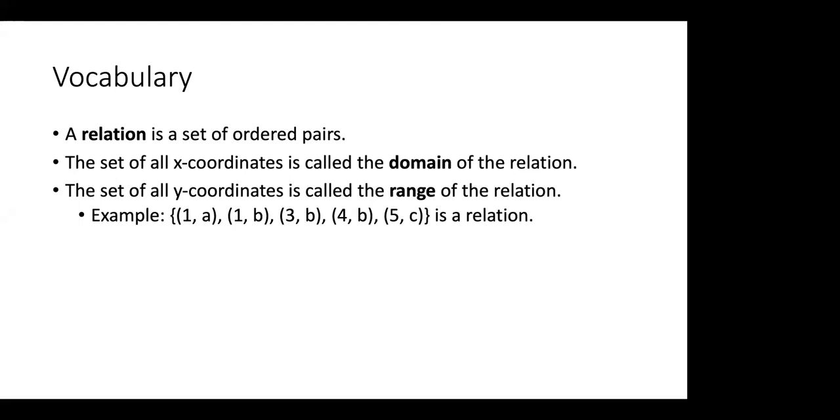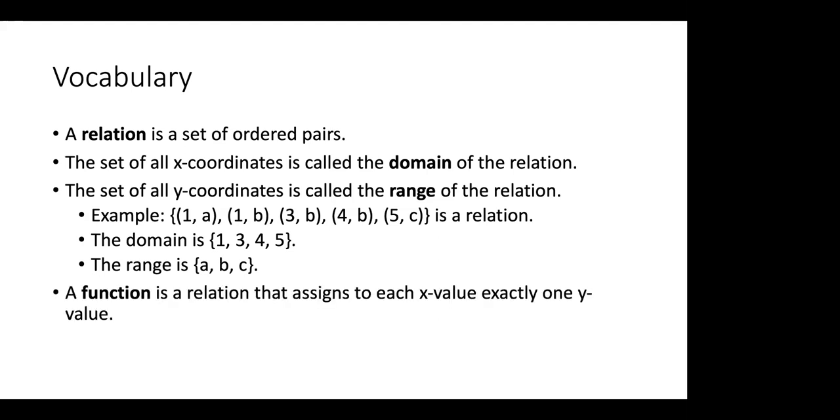The domain of this relation is the set of all the x coordinates, or the first coordinates. I see 4 different first coordinates. I see 1, 3, 4, and 5. Notice that we only list the 1 once. Whenever you write sets, you only list elements 1 time each. And then I see 3 different second coordinates. I see a, b, and c. So that would be the range of that relation.